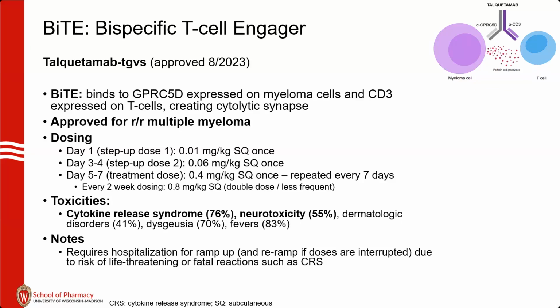Talquetamab is, I would say, teclistamab's cousin, made by the same drug company, targets a different receptor. So in this case, it's GPRC5D, which again is expressed highly on multiple myeloma cells, and this is also approved in the relapse refractory setting. It mirrors the previous 2 bispecifics in its dosing schema that requires hospitalization for ramping and re-ramping, as well as its black box warnings for cytokine release and neurotoxicity, which really are T-cell related toxicities.